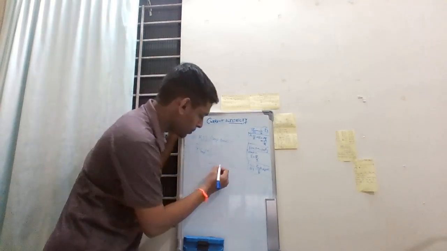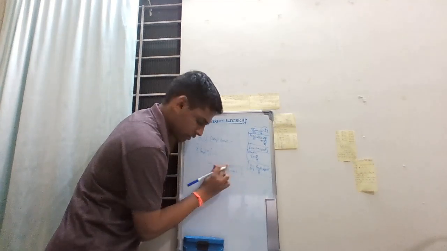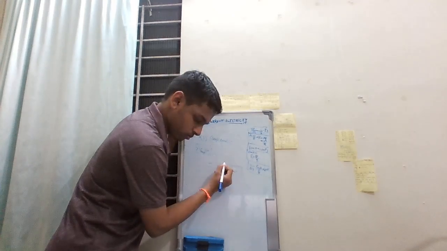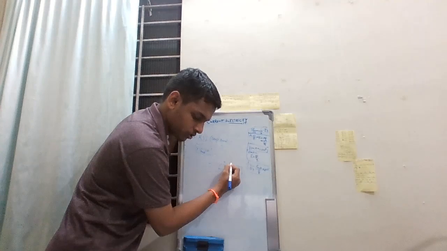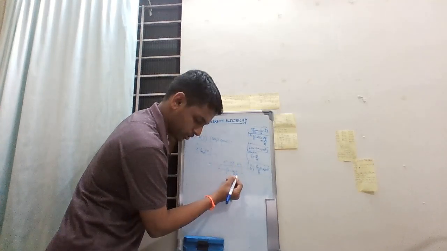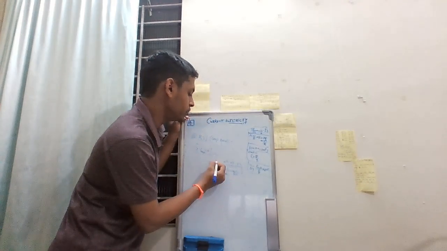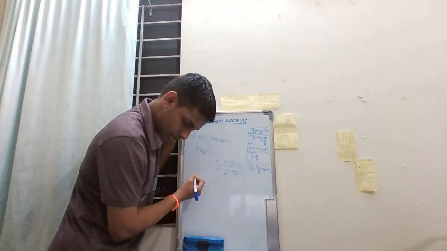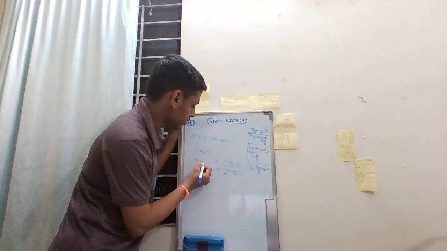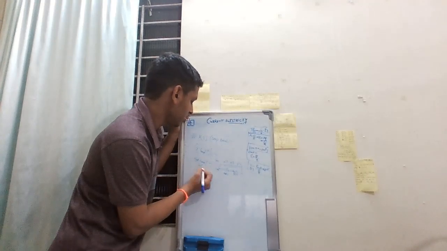Let's see that with an example. We have 10 ohms, 2 ohms, 3 ohms. This is 5 ohms. This is 100 volts. We have to find the current. So if we assume the current to be I, what is it equal to?